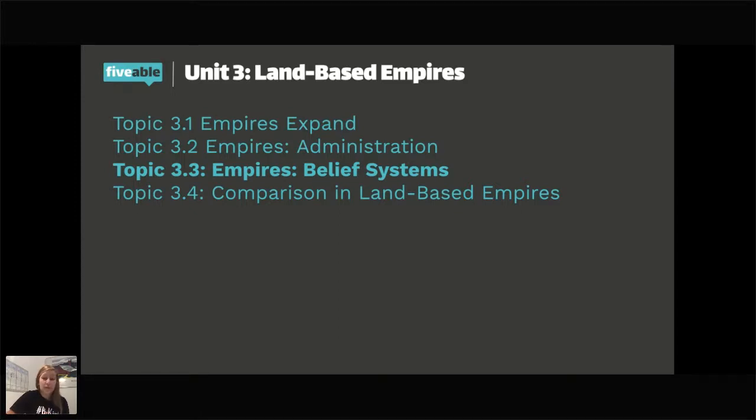But our big focus is on our topic 3.3. It's how we subdivide the units. I mean, talking about bureaucracy with all the levels in the government, if this was a bureaucracy for AP World History Modern, this would be all of our levels in our class. And so topic 3.3 is about empires, land-based empires, and their belief systems. So that's where this lesson is going to fall in the grand scheme of things for the AP World History Modern class.